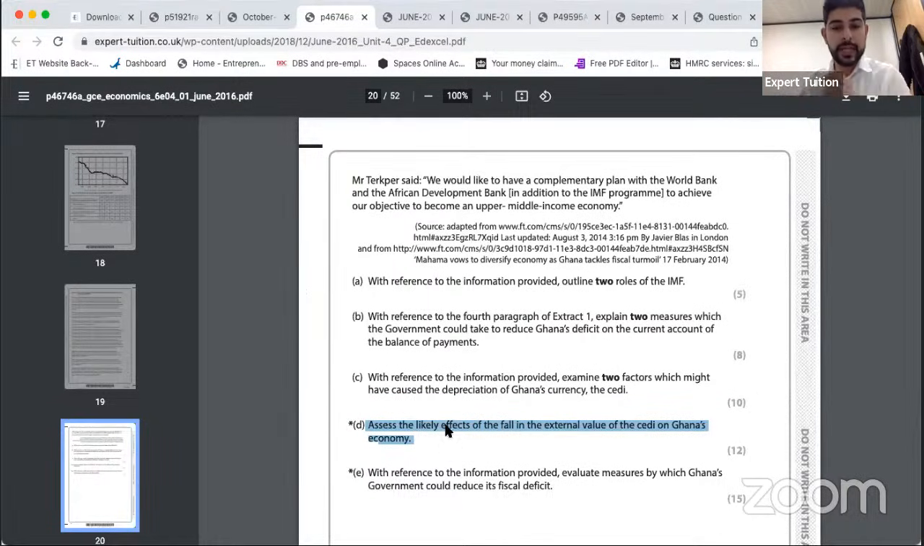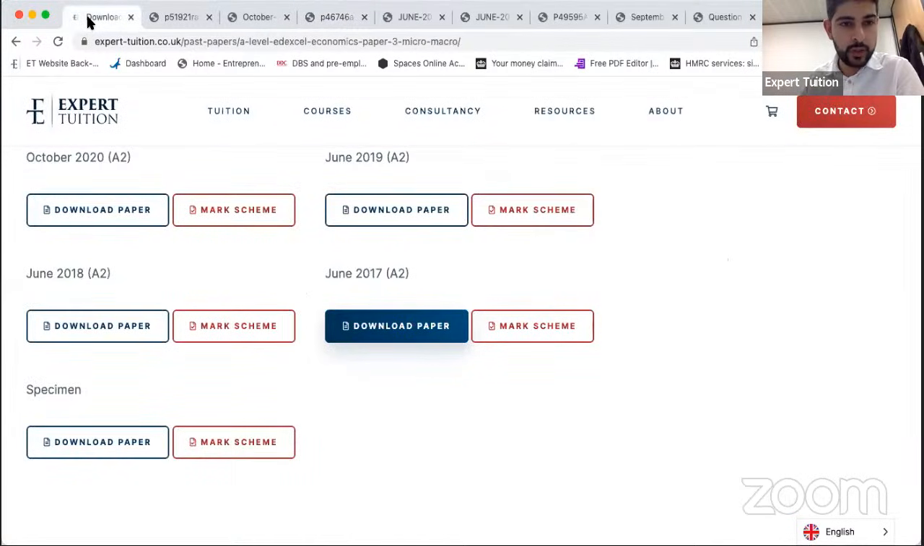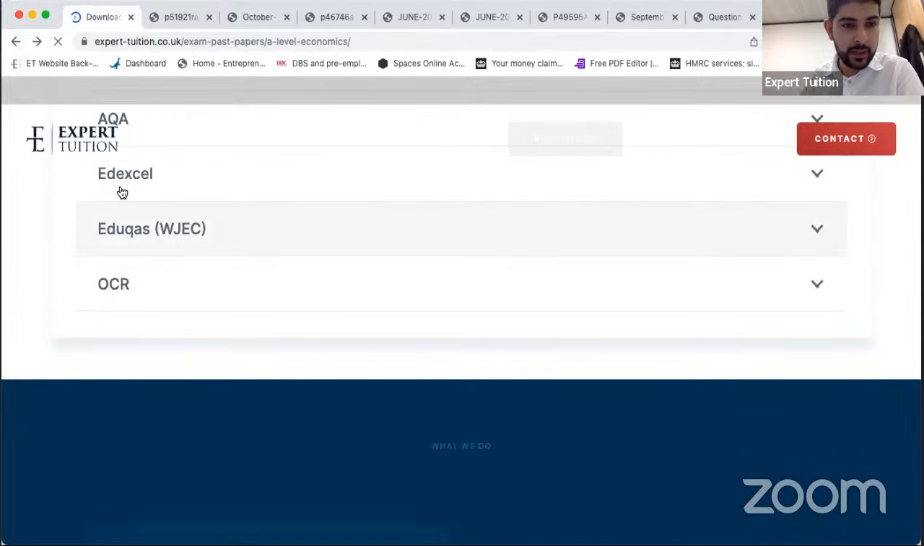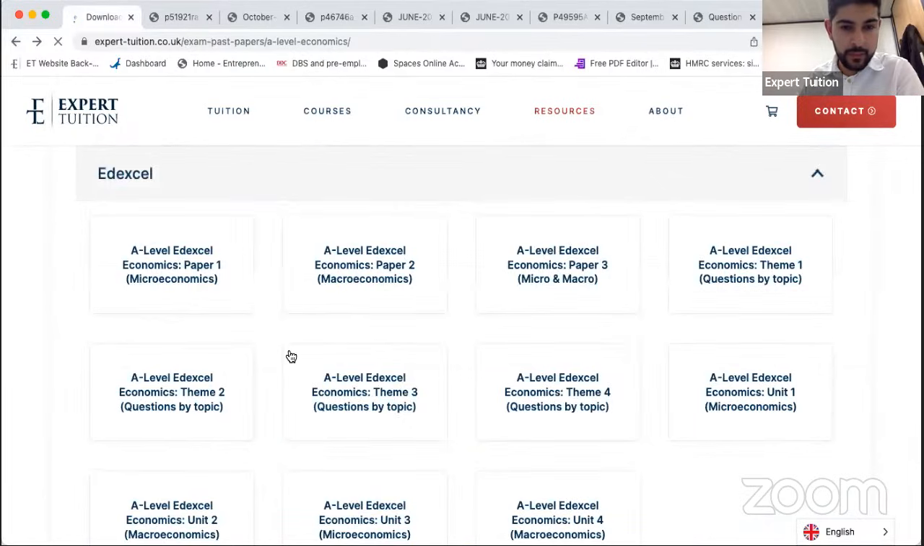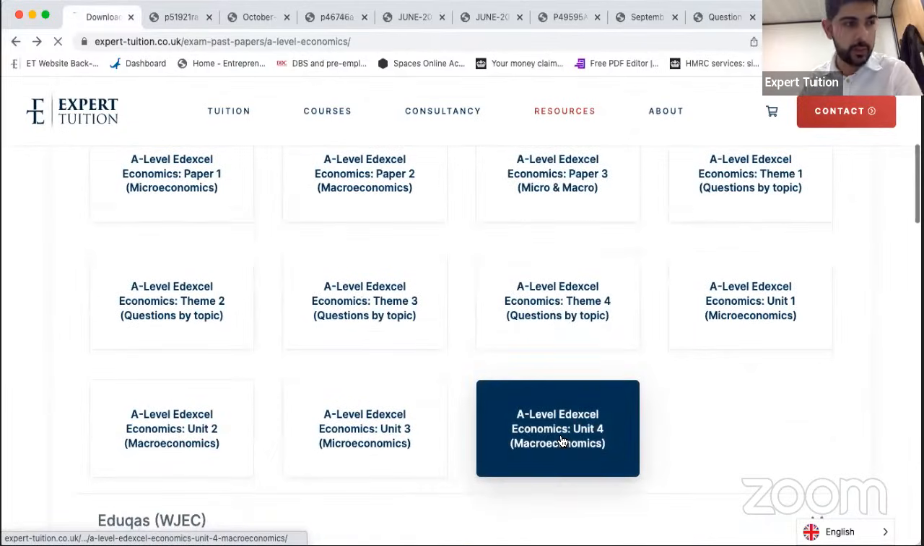Importantly, by the way, this particular question says on Ghana's economy, which is nice because it opens up more chains of reasoning and further depth than if it said, like in June 2013, let's very quickly show you guys. I promise I'll stop hopping around between papers like a crazed Edexcel fanatic. But June 2013 has a question about Brazil.